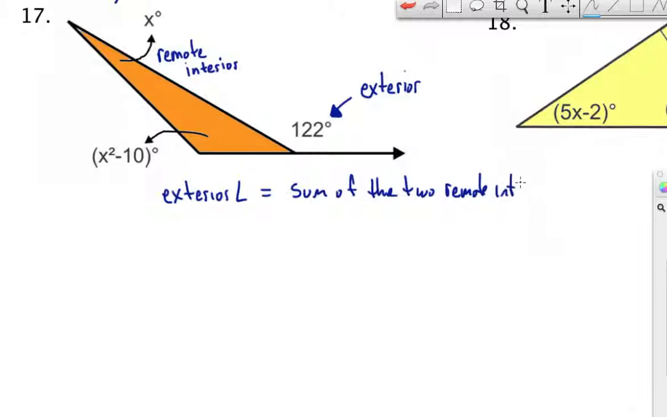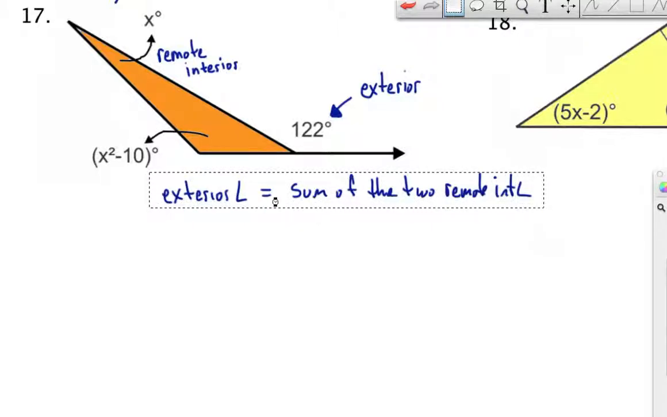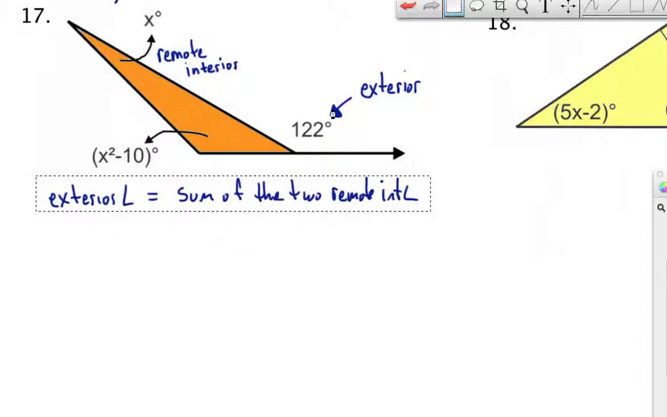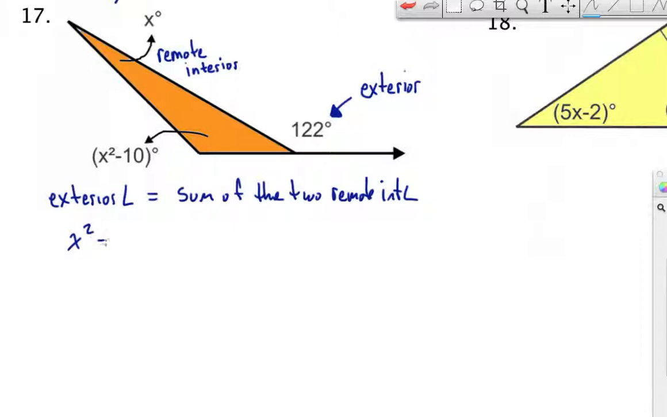So how do I set up? So there's that. Let me move this over. So how do I write an equation for this then? X squared minus 10 plus x equals 122. Right. You know the 58 is one of the interior angles. So yeah, 58 would be interior, right? So I could use the 3 interior angles and set that equal to 180. Or we can just say x squared minus 10, let me add the 2 interior and set it equal to the exterior.